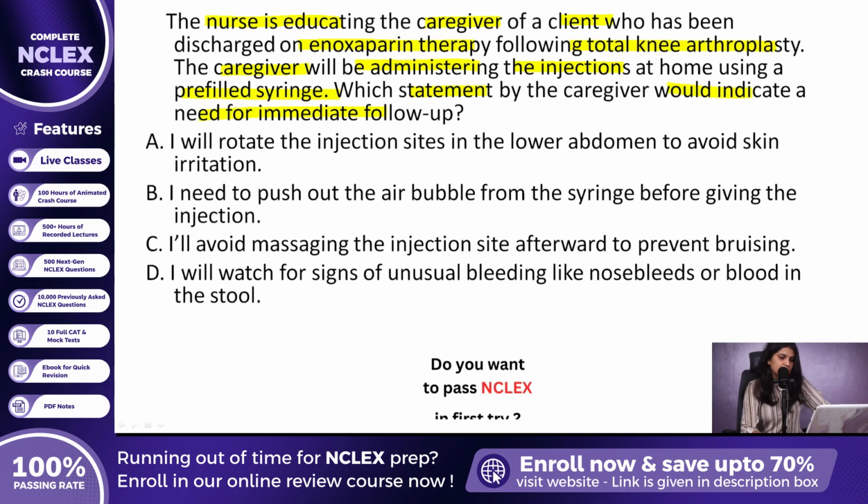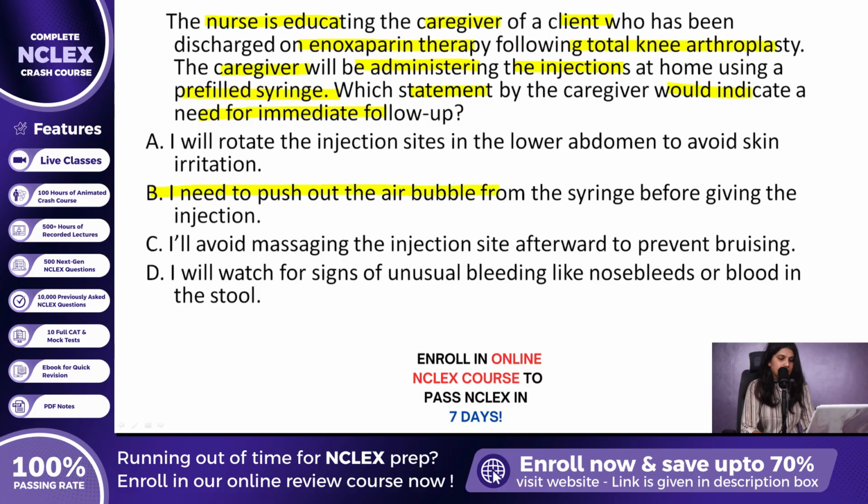Option A, I will rotate the injection sites in the lower abdomen to avoid skin irritation. Option B, I need to push out the air bubble from the syringe before giving the injection. Option C, I'll avoid massaging the injection site afterward to prevent bruising. Option D, I will watch for signs of unusual bleeding like nosebleeds or blood in the stool. The correct answer is Option B.